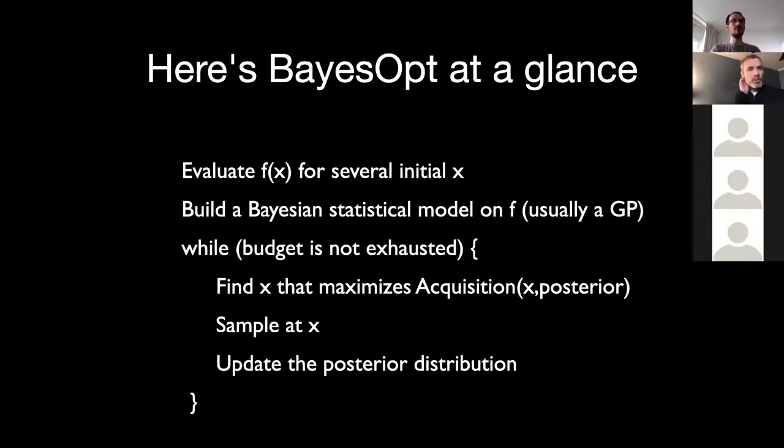Really quick, if you happen to be less familiar with the area, basically the way that these methods work is that I evaluate the objective function f at a collection of typically randomly chosen inputs x. I build some kind of probabilistic model over the objective function. Typically that's a Gaussian process, although it doesn't necessarily have to be. And then I iterate in the following loop: I find the input x that maximizes some acquisition function that quantifies how useful it would be to evaluate the objective function at x. That measure of usefulness will depend on the Bayesian posterior distribution on the objective. I'll then sample at x, update the posterior, and repeat until I reach some stopping condition.